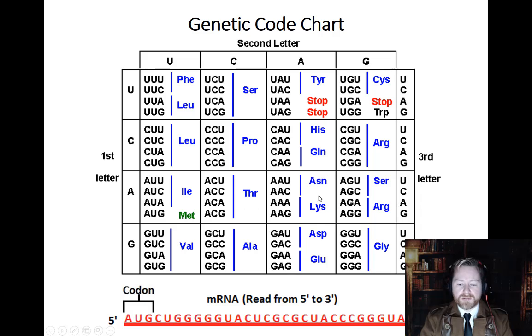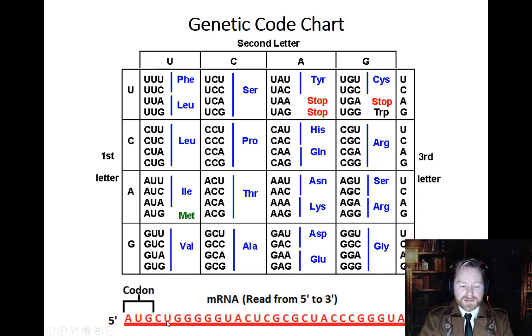So the first base up here is an A, so it's somewhere in this row. Okay. The second base is a U. Here's U under the second base. So where does this row and this column meet up? Well, it's in this block. And G is the last one in this row. Here's the last letter. So it's MET. So the first amino acid would be MET.